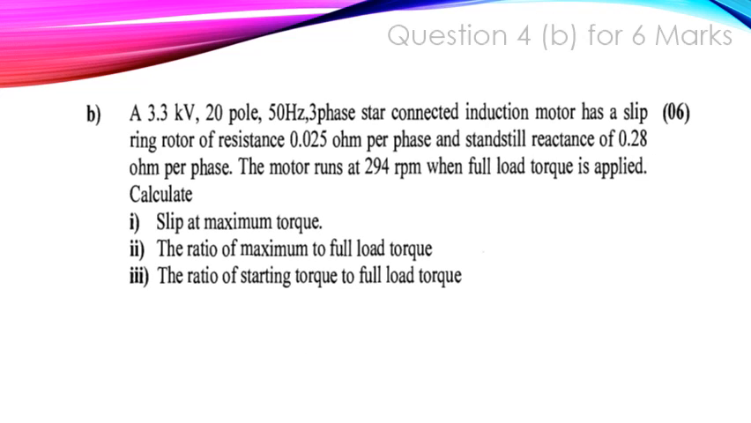The next question is question 4b for 6 marks. A 3.3 kilovolt, 20 pole, 50 hertz, 3 phase star connected induction motor has a slip ring rotor of resistance 0.025 ohm per phase and standstill reactance of 0.28 ohm per phase. The motor runs at 294 rpm when full load torque is applied. Calculate slip at maximum torque, the ratio of maximum to full load torque, and the ratio of starting torque to full load torque.